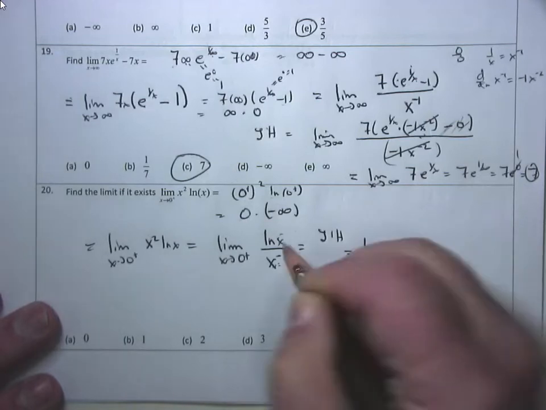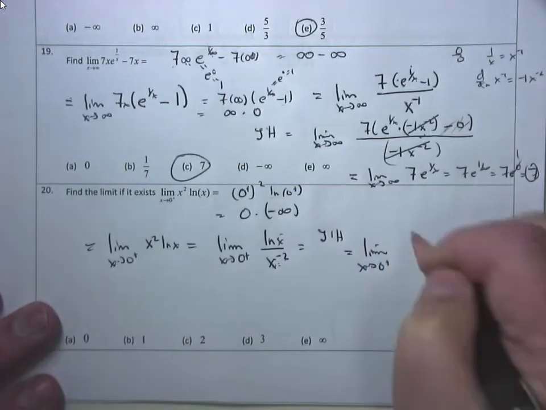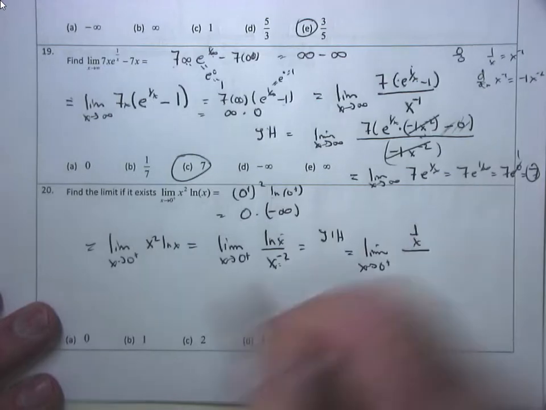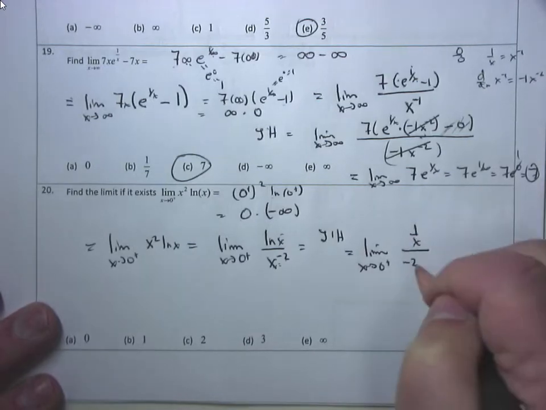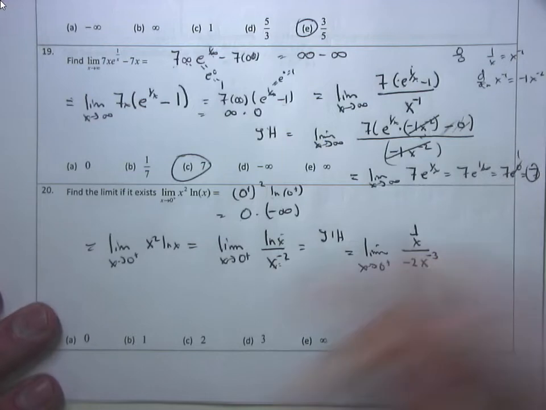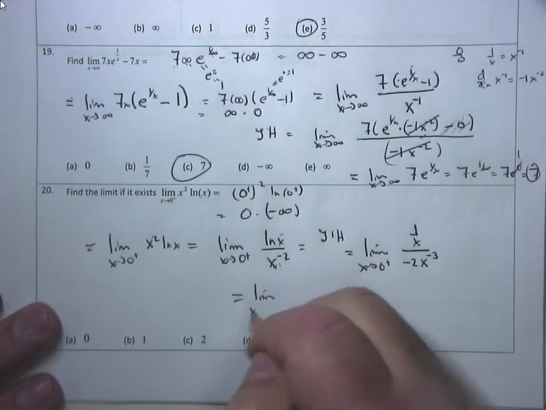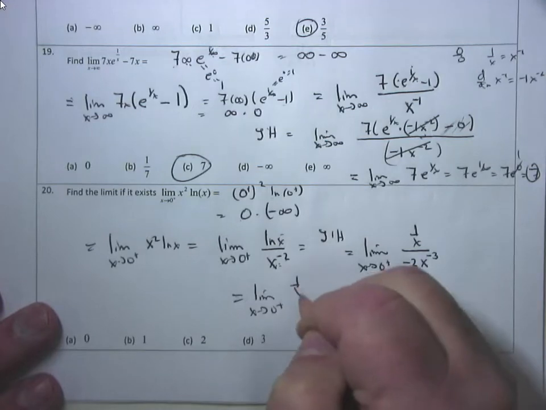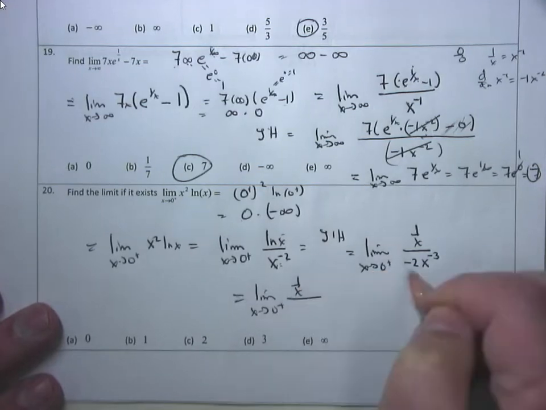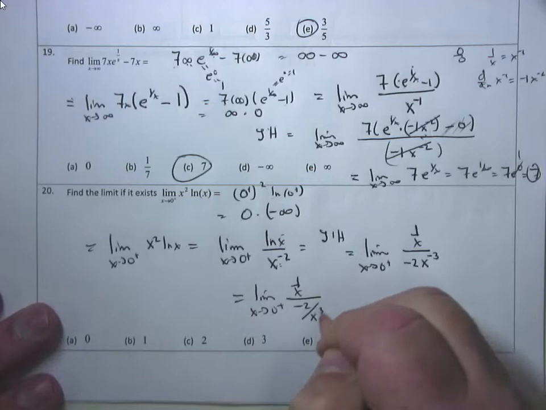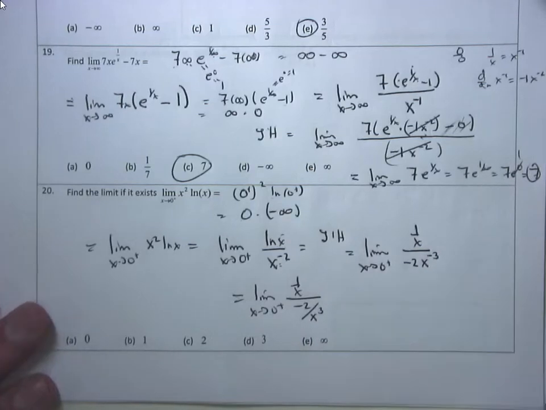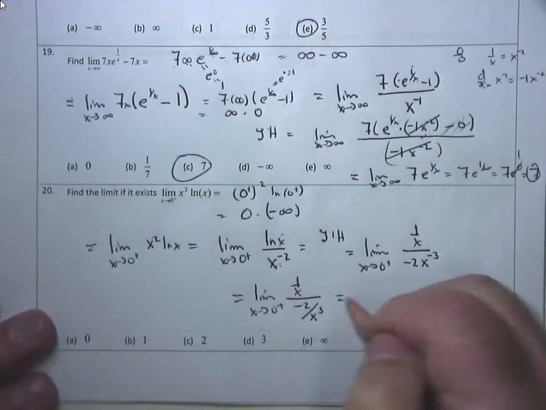What's derivative of natural log of x? 1 over x, divided by what's derivative of x to the negative 2? Negative 2x to the, subtract 1, negative 3. Clean them up. This is equal to the limit as x approaches 0 on the plus side of 1 over x divided by negative 2 over x cubed. Negative exponent goes on the bottom.